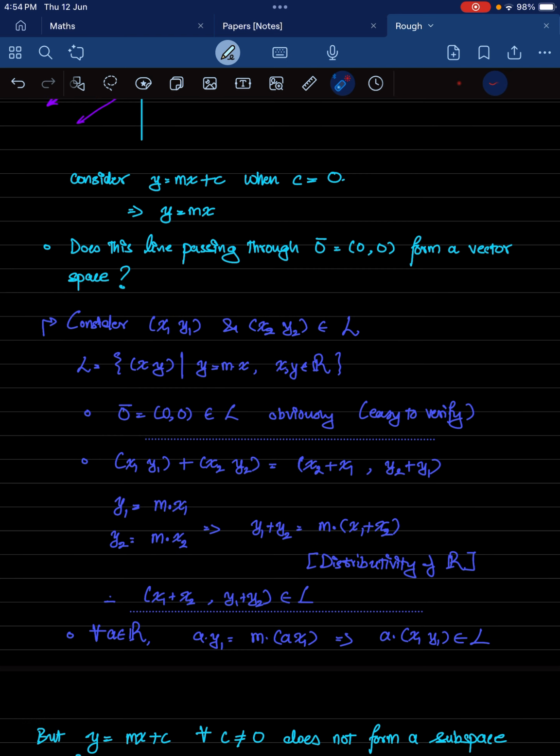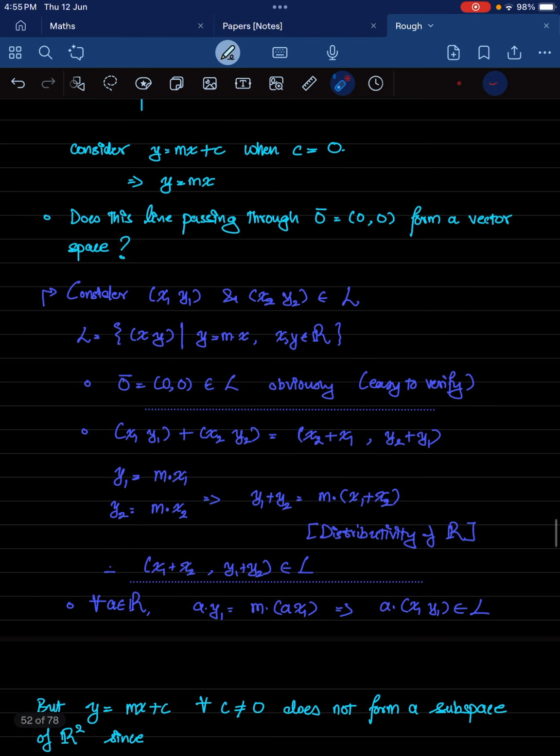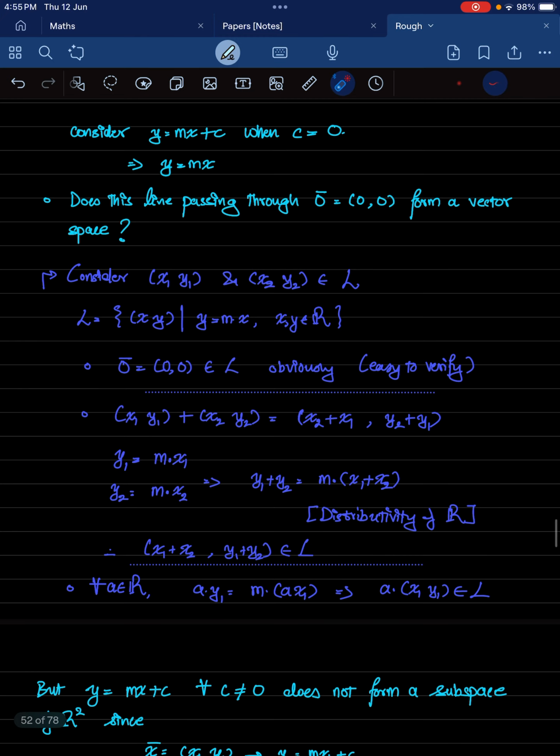So consider the line as a set of points. The line is a set of points (x, y) such that y is equal to mx, and x and y belong to the real line. Okay, so this is something we have constrained our points to follow, and hence L will be a subset of R squared. Now the additive identity, the 0 vector, is contained in L, and you can verify for yourself. It's pretty easy. Just substitute y and x equal to 0, verify LHS equals RHS, and we are fine with that.